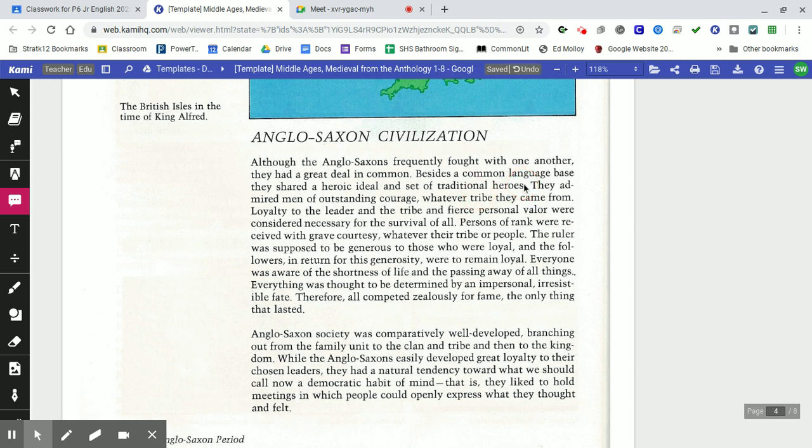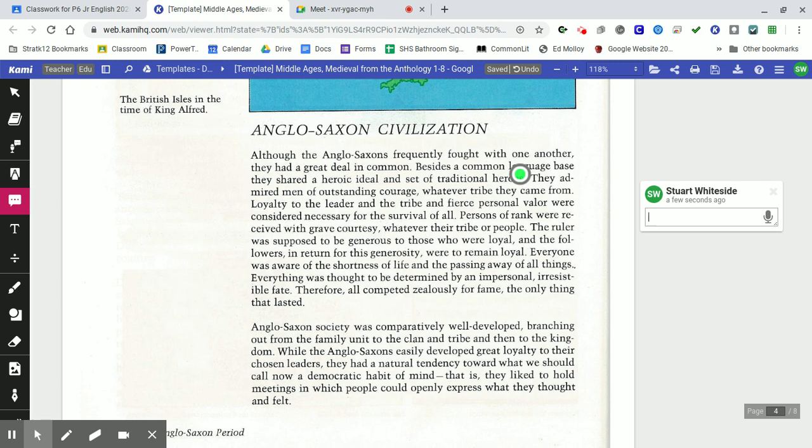All right, the heroic ideal certainly would be the warrior ideal. And what does it take to be a warrior back in those days? They admired men of outstanding courage, whatever tribe they came from, loyal to the leader in the tribe, and fierce personal valor, considered necessary for the survival of all.